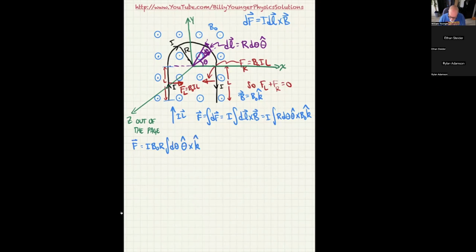Okay. Now, if you look at theta hat cross k hat, theta hat is basically that little purple vector that I have written in purple and say it's equal to dL. That's the theta hat direction, and the k hat direction is coming out of the board. So if I wanted to do a cross product for that, I put my index finger parallel to the little dL vector, and then I put my middle finger pointing out of the page. That's dL, that's d theta, theta hat cross k.